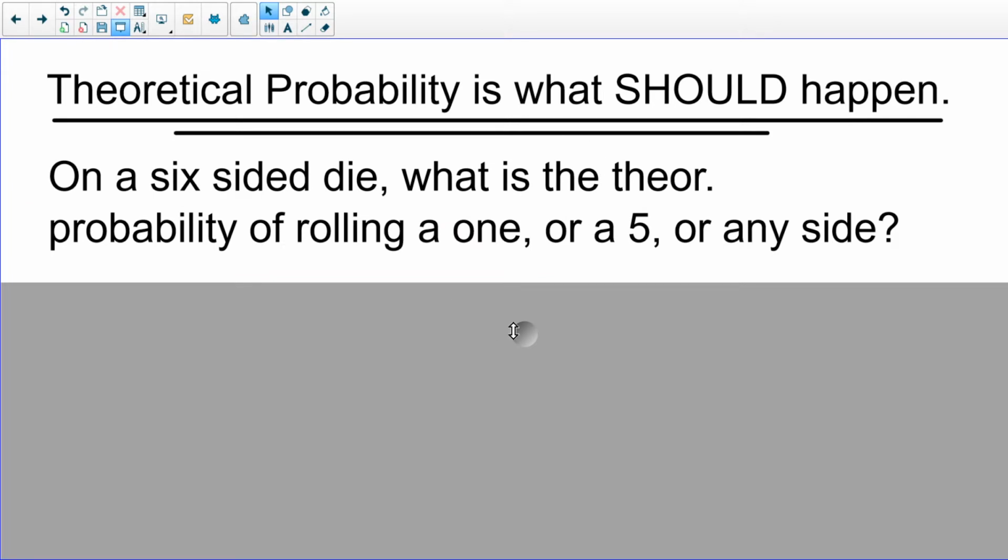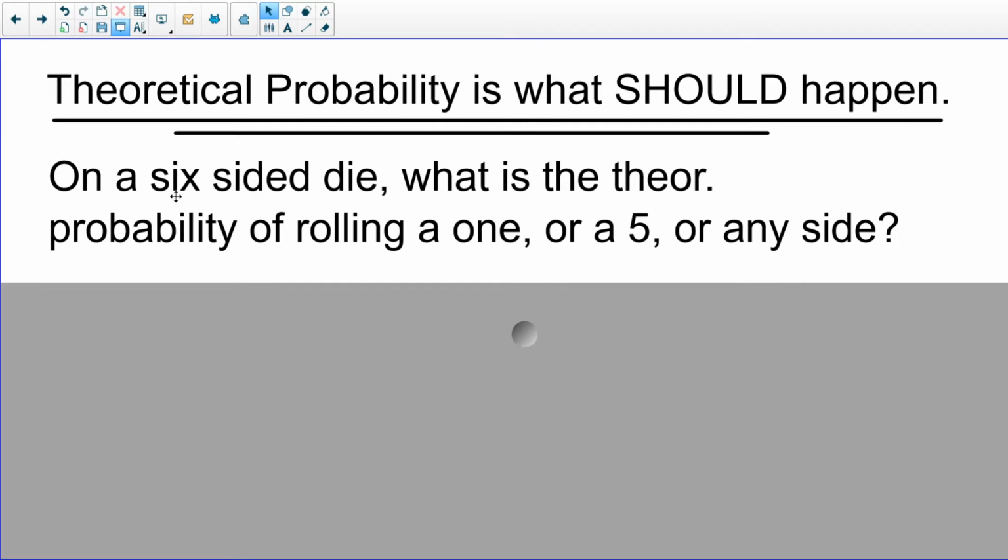It's what should happen. Okay? Theoretical probability is what should happen. So if everybody was rolling the die a billion times, what would be the probability of getting a 1? Or what would be the probability of getting a 2? And that's what theoretical probability measures. And theoretical probability should be the same for everybody.